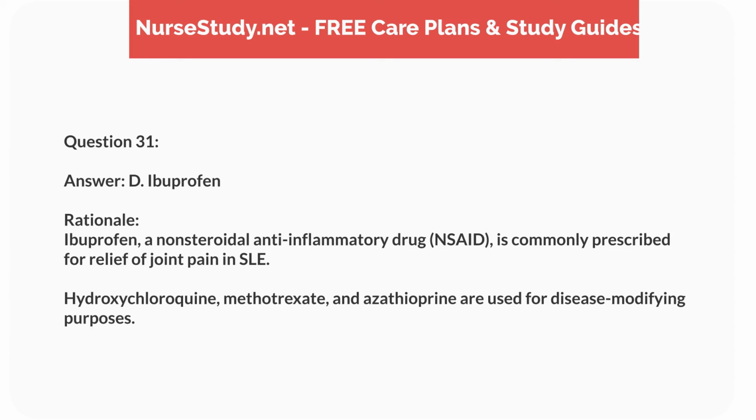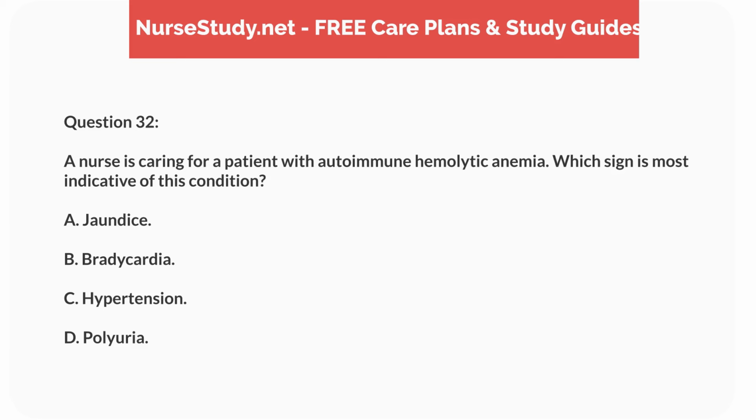Hydroxychloroquine, methotrexate, and azathioprine are used for disease-modifying purposes. Question 32. A nurse is caring for a patient with autoimmune hemolytic anemia. Which sign is most indicative of this condition?